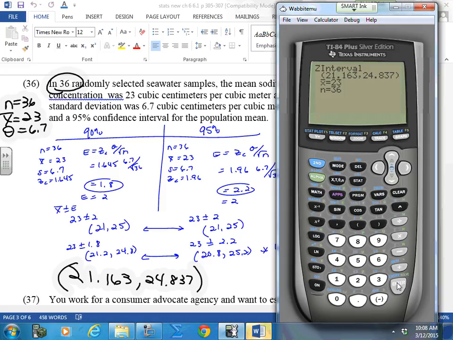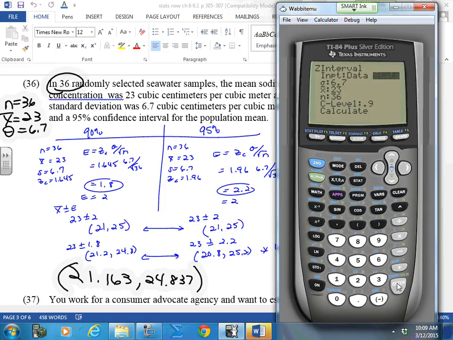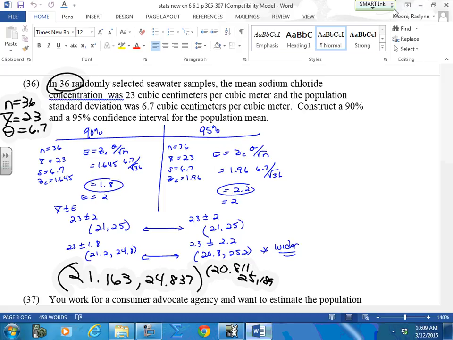Then all you need to do is change this. Everything stays the same except this last guy, 0.95. Then write down this confidence interval. See it? That's it. That's the whole problem. All I wanted to know was your confidence intervals.